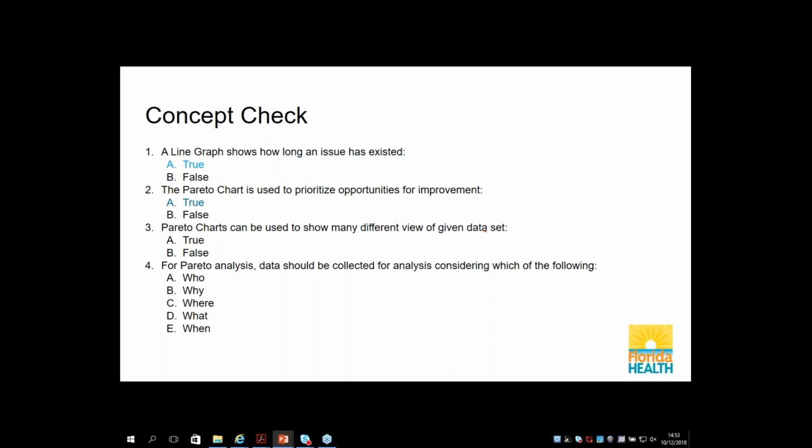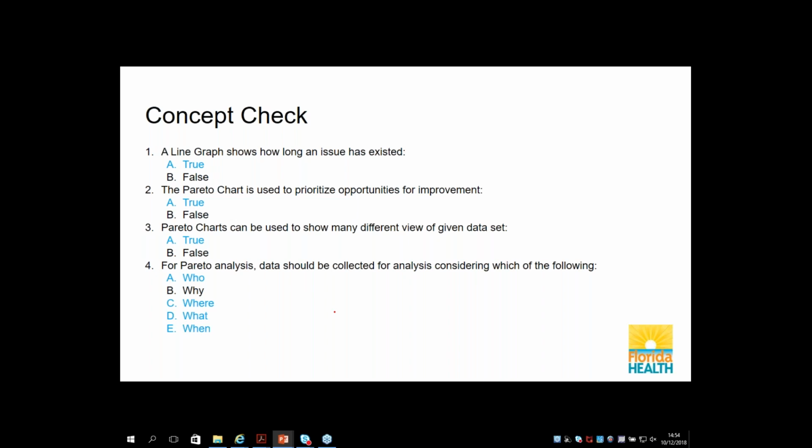The next question is, the Pareto charts can be used to show many different views of a given data set. True or false? I can see you guys are not super comfortable with these concepts because not a lot of you are answering. It's okay. That's why we're going through it. So true, yes, you can display the data that you're given in very different ways utilizing a Pareto chart. Now for the Pareto analysis, data should be collected for analysis considering which of the following. For this one, you're going to want to focus on who, where, what, and when. A Pareto chart is not really going to help you analyze the why. That would be more of our fishbone diagram rather than a Pareto chart.